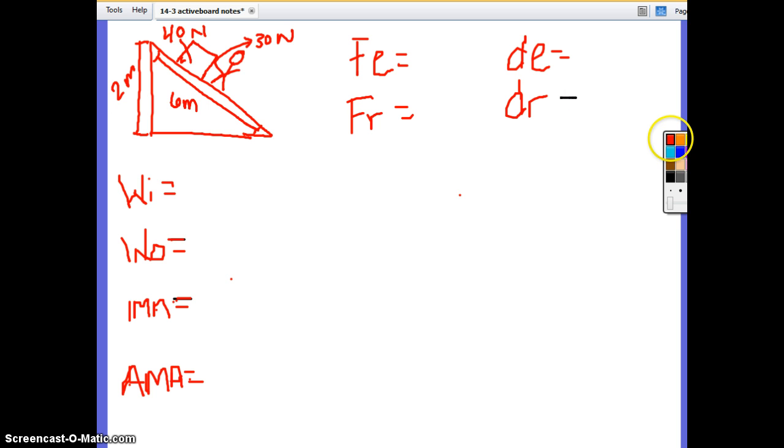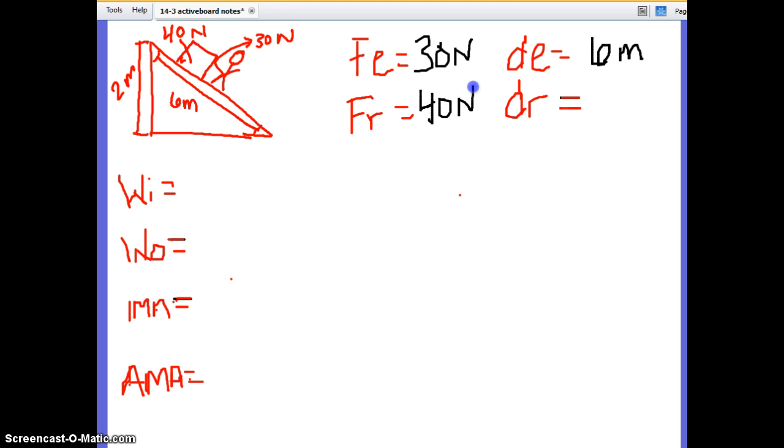So your FE is what the person is doing, and the person is pushing with 30 newtons. Remember, force is always measured in newtons. Your DE is the distance that person is moving, and that person is moving 6 meters. Remember, distance is always in meters, force is in newtons. Your FR is the force that the machine is doing, and the machine is lifting a 40 newton box, so it's 40 newtons. And your DR is the height, or whatever the distance that the machine is moving it, and in this case it's the height, which is 2 meters.